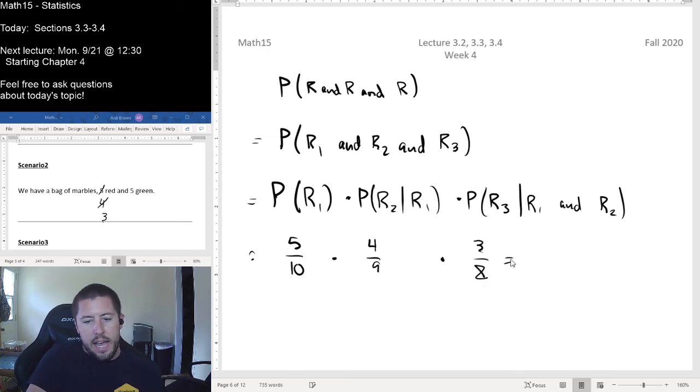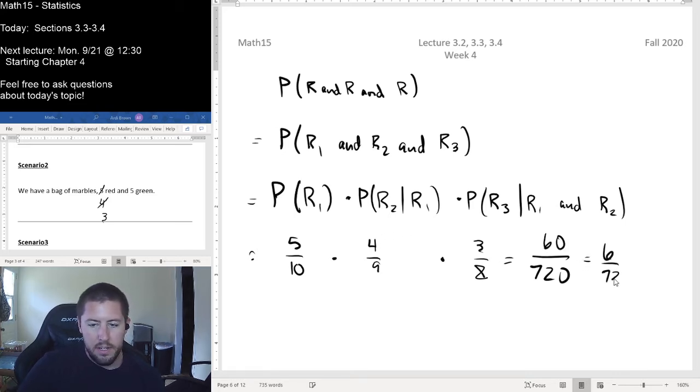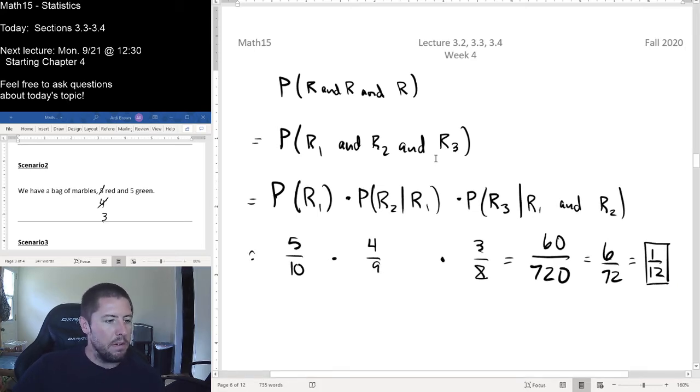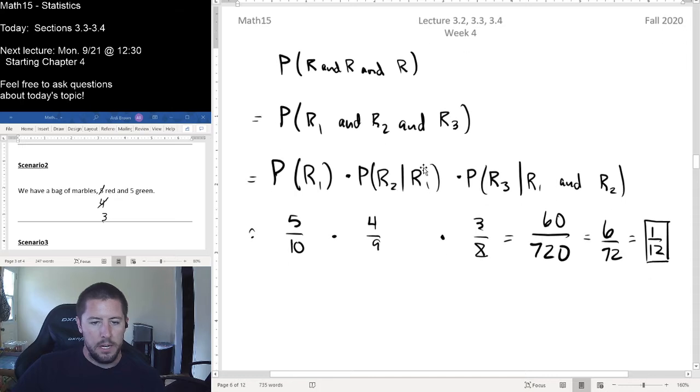And if we multiply these up, 9 times 8 is 72, times 10 is 720. And up on top, 5 times 4 is 20, times 3 is 60. And so that's going to be 6 out of 72. Actually, 6 over 72 is a 1 in 12 chance. So I think here we can reduce this down to saying there's a 1 in 12 chance that we would pull 3 reds in a row out of the bag if we kept them out of the bag, if we did not do replacements here.